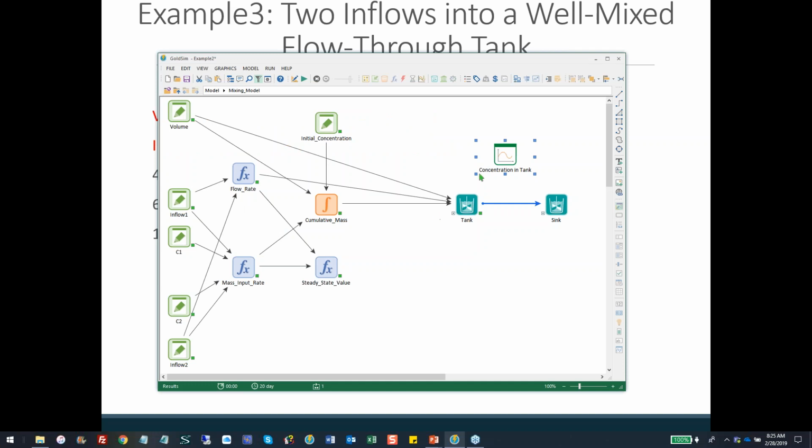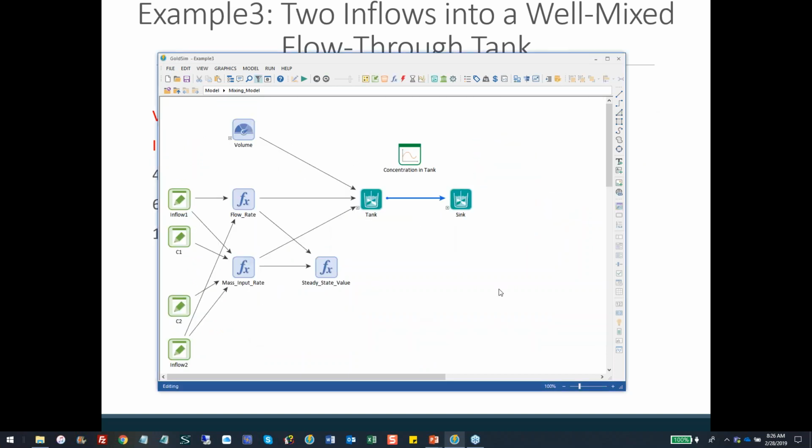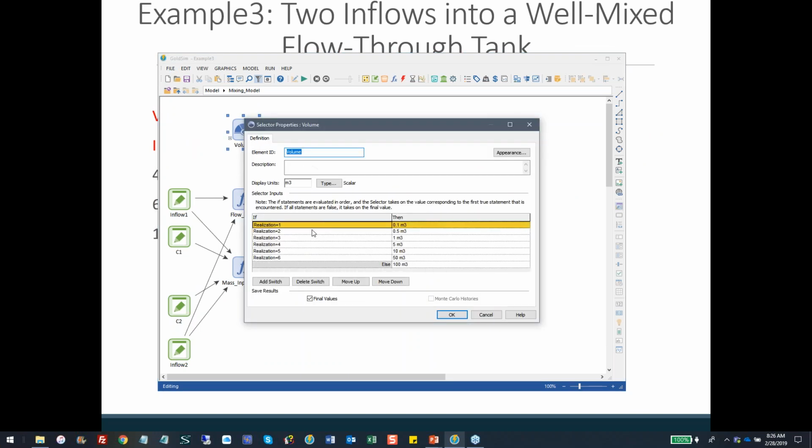What is the importance of what the volume of that tank is? Does it change the steady state concentration? What does it actually change if I change that volume? So let's look at that model. By the way, the way I did this, I set my volume up using a selector, and I'm going to run 7 Monte Carlo realizations. In each realization, I just use a different volume. So now I'm going to have basically 7 runs in which the volume changes from 0.1 to 100.